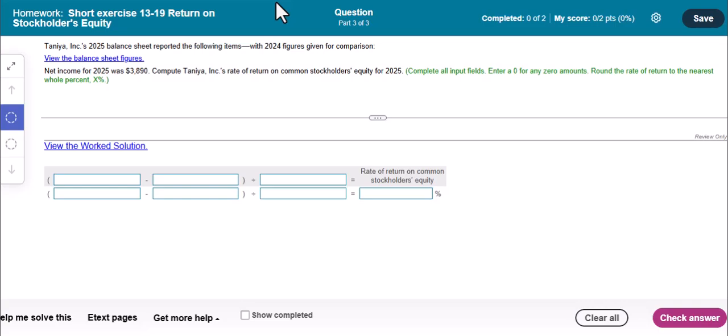Short exercise 13-19, return on stockholders' equity. Tanya Inc.'s 2025 balance sheet reported the following items with 2024 figures given for comparison. View the balance sheet figures.